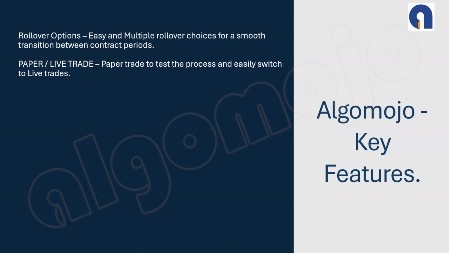Then you have paper trade and live trade facilities available in our platform. Paper trade is available for all users. By default, you get three paper trade facilities to use. Paper trade is a facility provided to enable users to test the entire process and check if it is going as per your requirement. I would not recommend paper trade as a forward testing tool. It is only to check if the orders are getting placed as per your requirement.